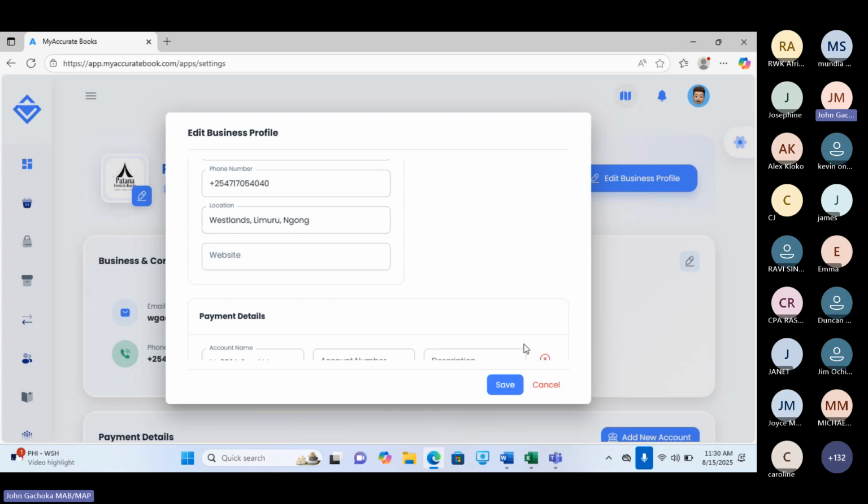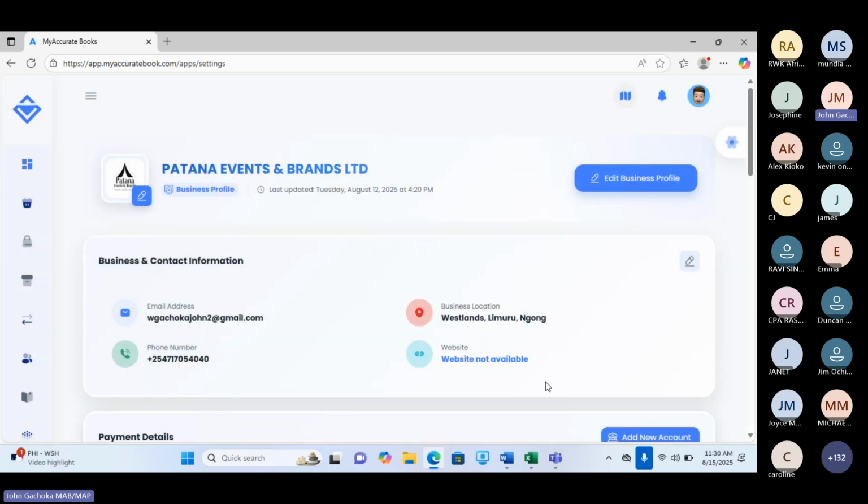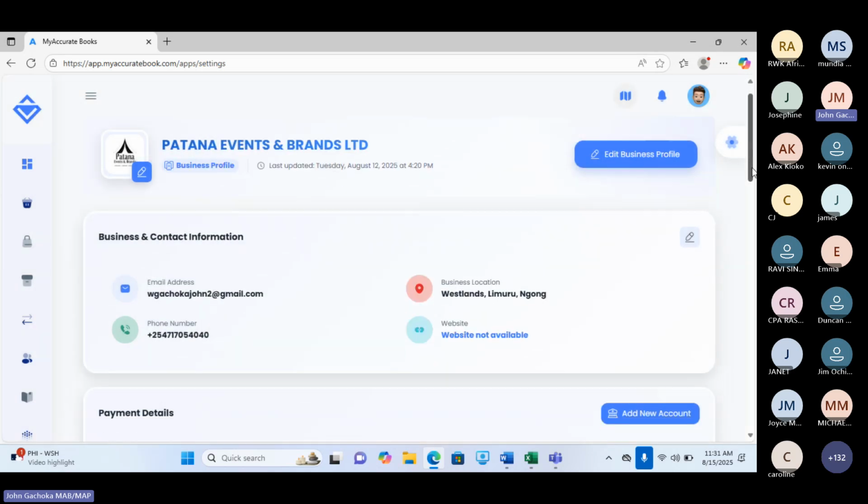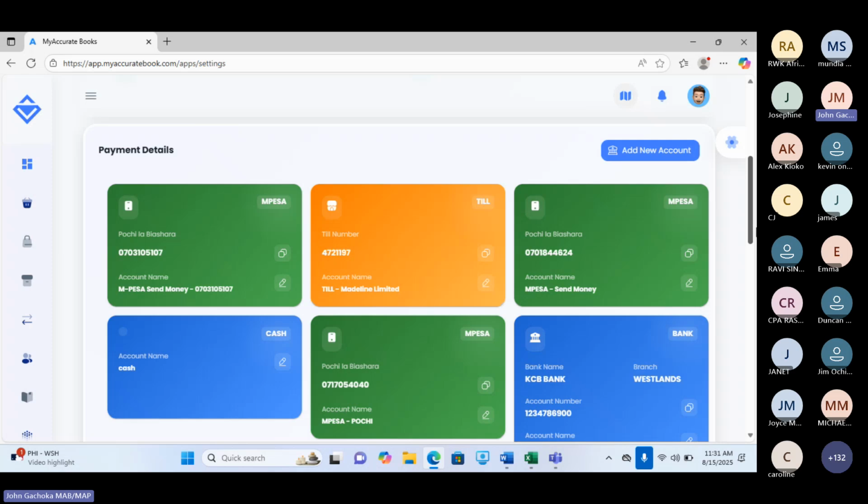Now, the other bit that is most crucial is when it comes to making of payments. By default, the system is made in a way that you can include cash payment. However, when your payments are made through PAYE or through bank transfers or even through Pochi la Biashara, you are able to include that information here, and that information will be used when you are receiving or when you are invoicing anyone that you are doing business with.